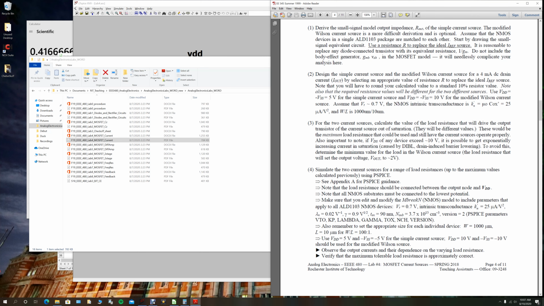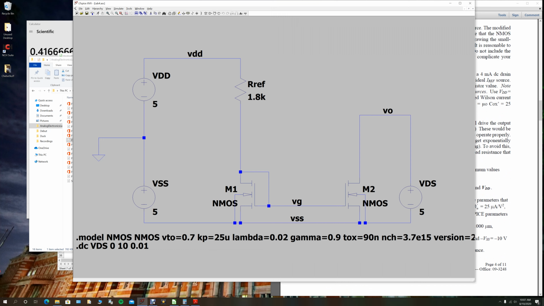Alright, now we will work on the Lab 4 simulations, which is for the simple and Wilson current sources. So in LT-Spice, I've already put together the schematic for the simple source. If you did the hand calculations correctly, you should have gotten RF equal to around 1.8 kilo ohms once you round to the nearest standard value that we have in the lab.